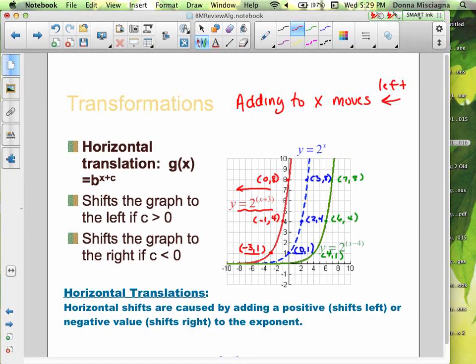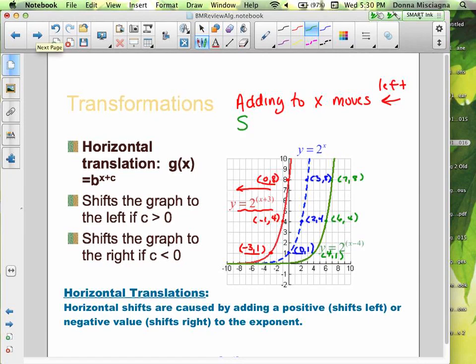So if I want to get to 8 with y equals 2 to the x, I've got to plug in 3. If I want to get to 8 with y equals 2 to the x plus 3, I only have to plug in 0, 3 smaller. Okay? So the whole function shifts 3 to the left. And the opposite happens if we have a negative.